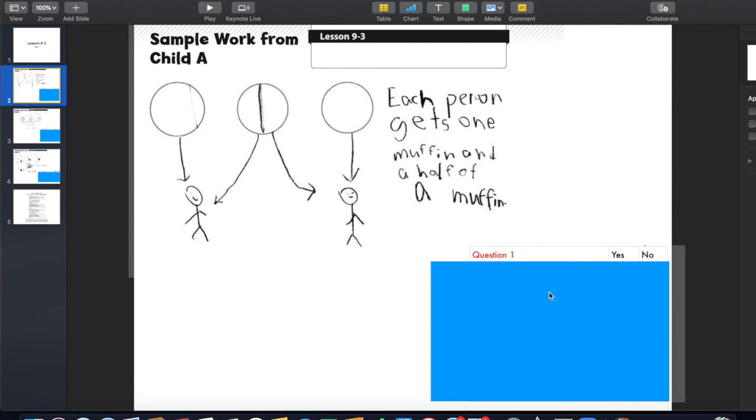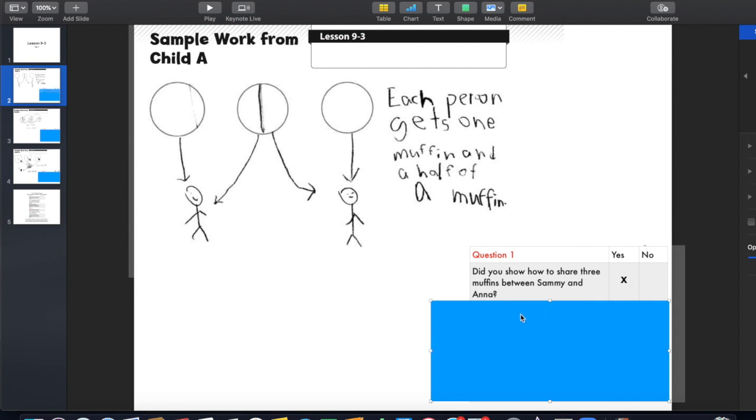So if I were evaluating this and looking it over, I would ask myself, did this student show how to share 3 muffins between Sammy and Anna? And I checked yes. I think the student did show how these 2 would be sharing these 3 muffins. I think the picture is really clear. I can understand it. The only suggestion I might make is that they label this circle 1, and they label each of these a half, either using words or fractions.